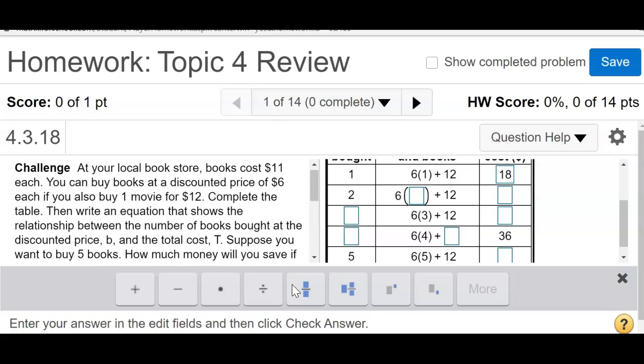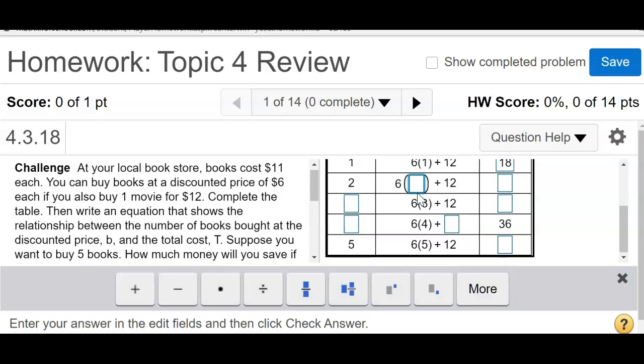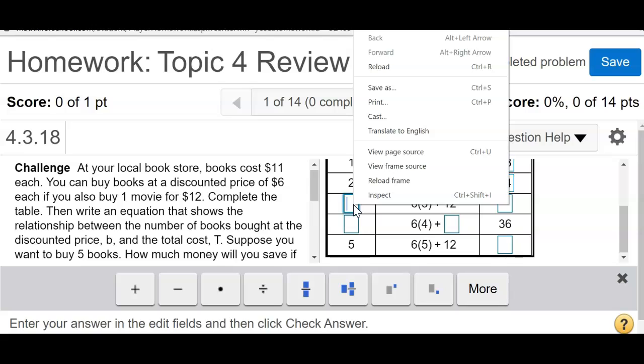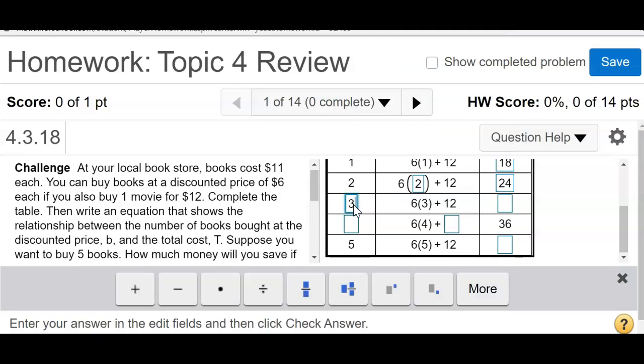All right, here we go. Let's fill this table out. The number of books we buy is 2, so what goes here? Milo? A 2. It's $6 for each book. Multiply by 2, add the 12. This should be all together 24. What goes here? 3 goes here because the 3 is here. How much would 3 books cost us? Sam? 30.